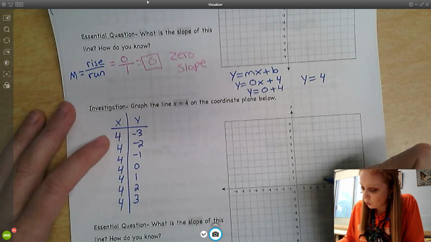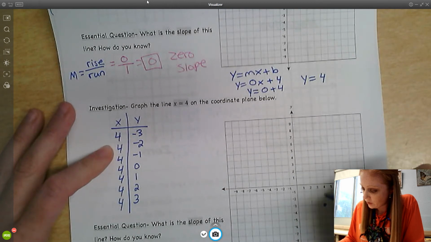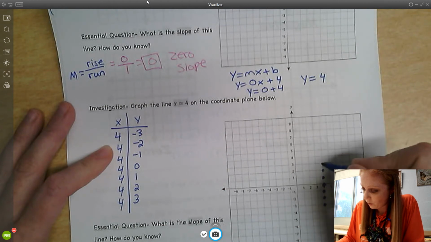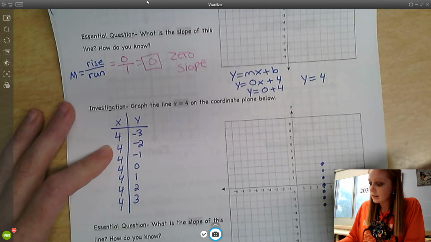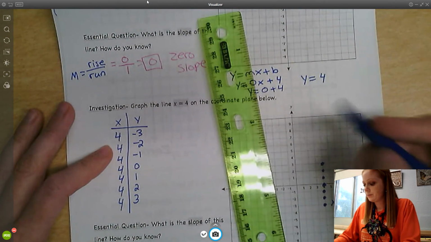So the first one we did was 4, -3, 4, -2, 4, -1, 4, 0, 4, 1, 4, 2, and 4, 3. So the line x equals 4 is a vertical line that goes through 4 on the x-axis.